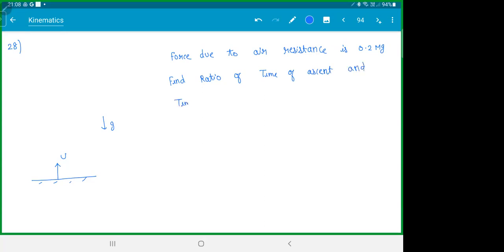So when you have thrown the particle vertically into the air, other than gravity, there is also the air resistance, which is providing a force of 0.2 mg. m is the mass of the particle. So a particle of mass m is projected vertically with the air resistance.